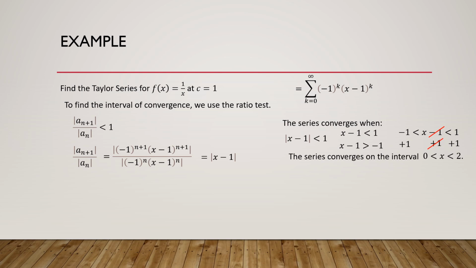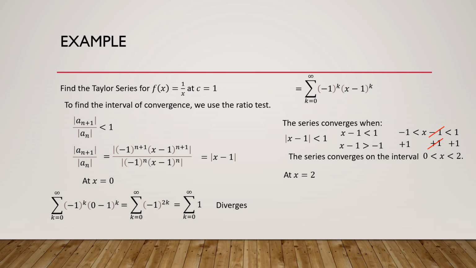We then verify the endpoints. So we look at the series when x equals 0. Replacing x with 0 in the series results in the sum from k equals 0 to infinity of negative 1 to the power of 2k, which equals the infinite sum of 1. This sum diverges because the partial sums do not approach any finite limit.